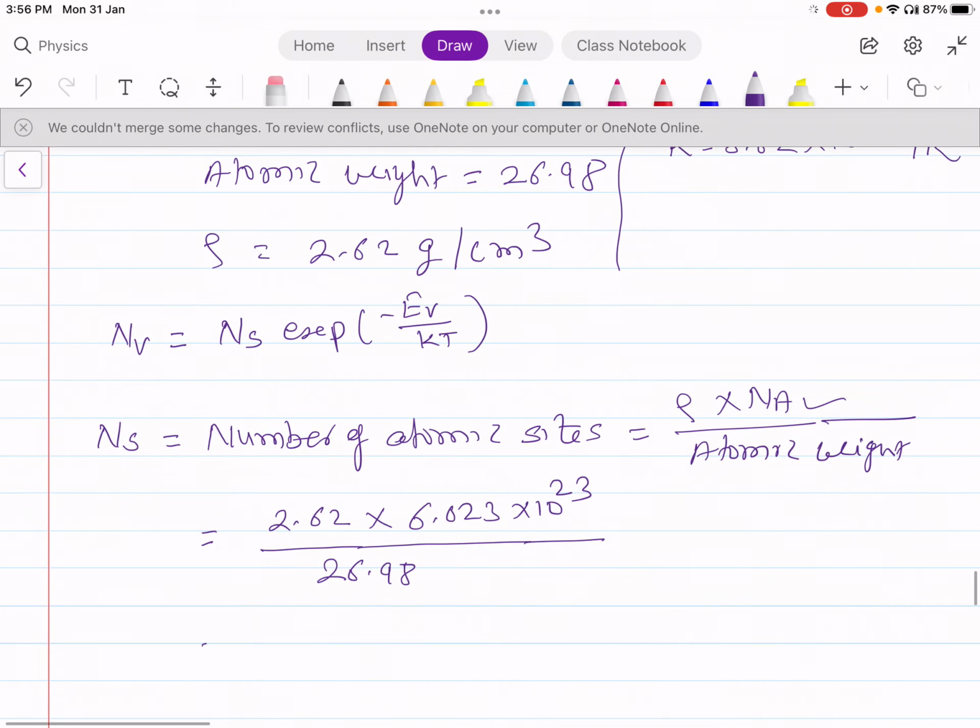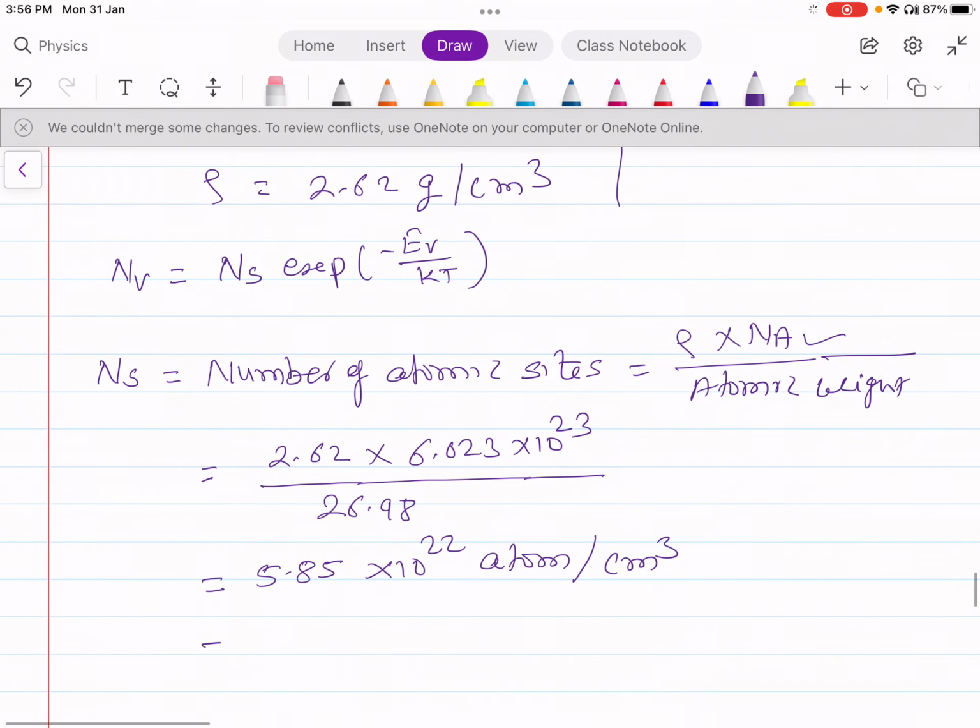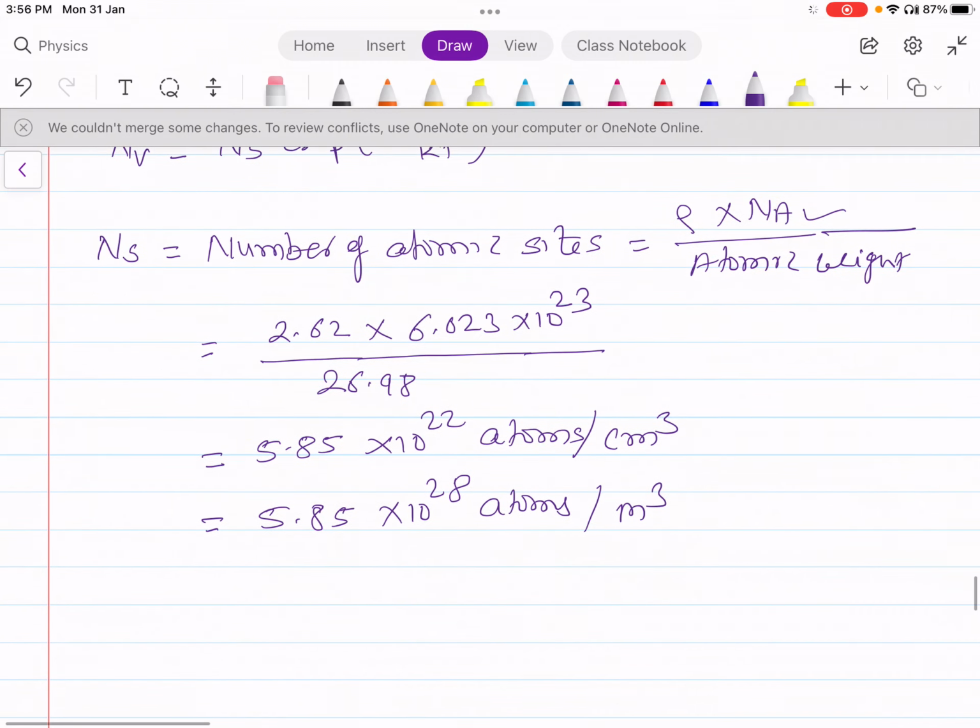And this is equal to 5.85 into 10 to power 22 atoms per centimeter cube. If you want to write that in MKS system, then it is 5.85 into 10 to power 28 atoms per meter cube. So we got a value of Ns.